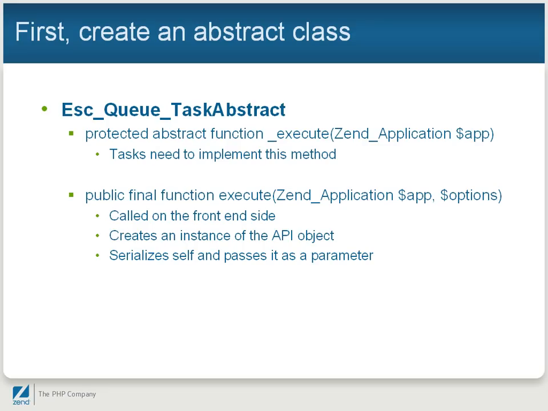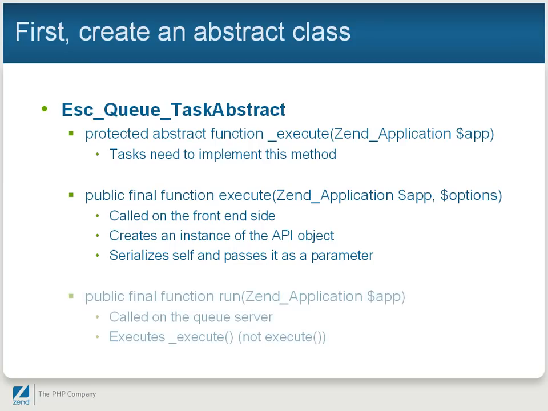This is called on the front end web server, and what it does is it takes an instance of the individual API object, this task abstract object, the one that's actually been instantiated, and it serializes itself. Then it connects to the job queue server and passes its serialized instance as a parameter. And then the last one is called public final function run.